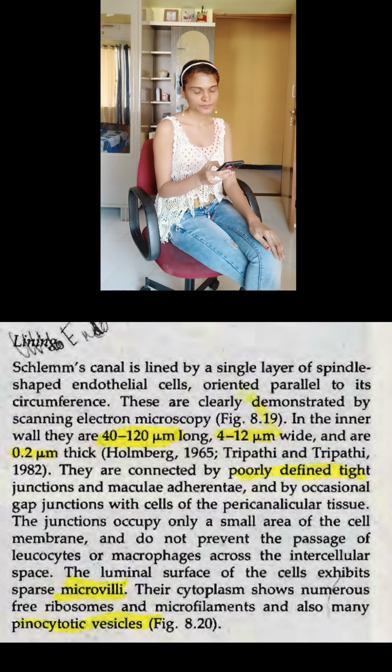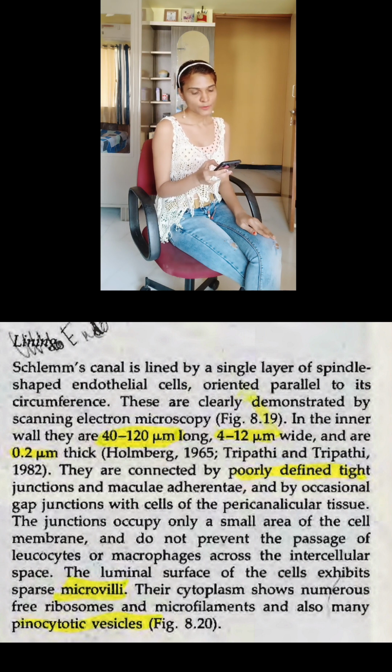techniques. Lining. Schlemm's canal is lined by a single layer of spindle-shaped endothelial cells oriented parallel to its circumference. These are clearly demonstrated by scanning electron microscopy. In the inner wall, they are 40 to 120 micrometers long, 4 to 12 micrometers wide, and 0.2 micrometer thick.